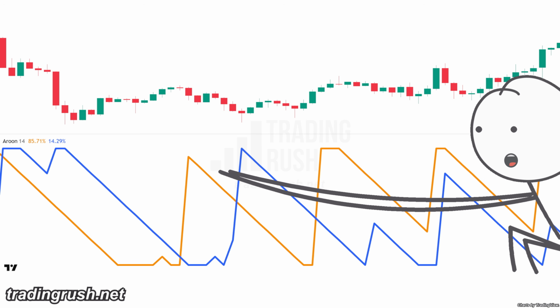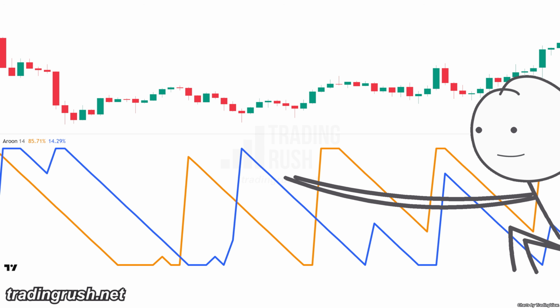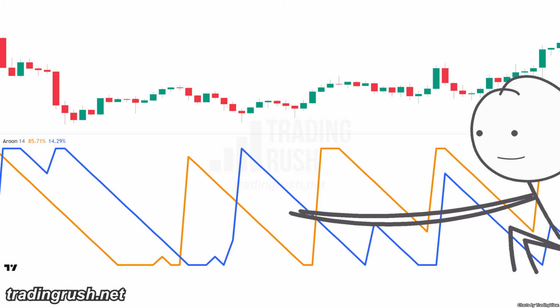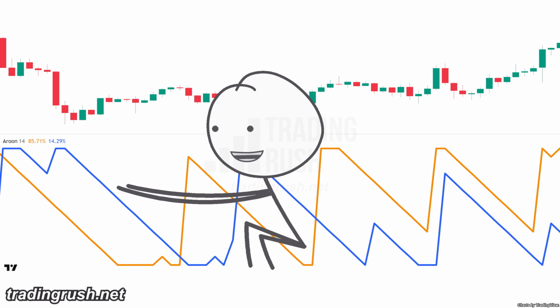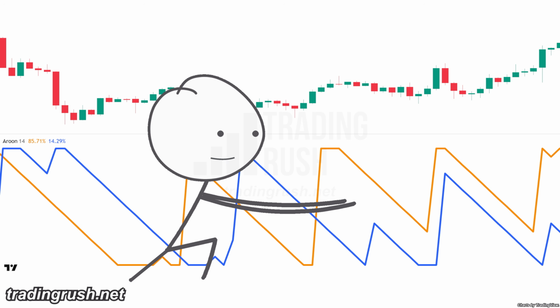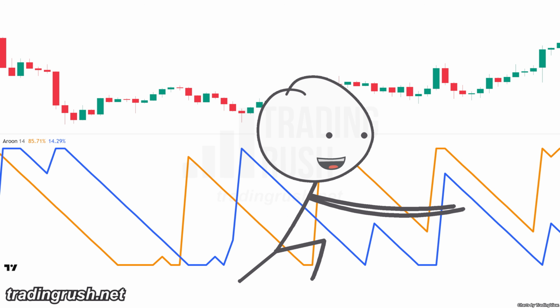The orange-colored Aroon up line is moving in a downward direction. The blue Aroon down line is also moving in a downward direction, and it is parallel to the orange line. Even here, the two lines are moving in the same direction without touching each other. You can see it happening on the right side as well. These lines are moving in the same direction, parallel to each other.